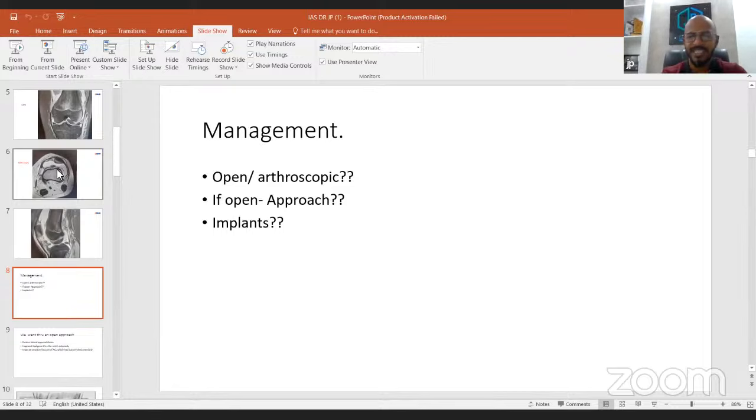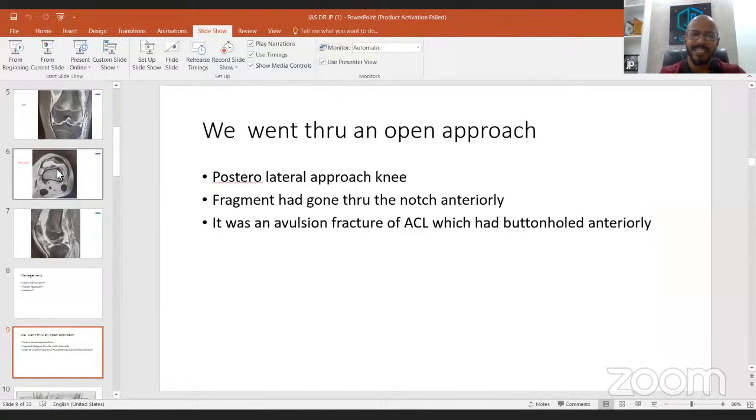Okay, so actually, I also went for an open approach. I went with a posterolateral approach to the knee. What has happened is, to my utter despair, the fragment has gone through the notch anteriorly. Actually, it was an avulsion fracture of the ACL, which had buttonholed anteriorly. When I searched the literature later on, I found a few case reports in which you get a dislocated patella, and with the dislocation, the patient falls and the ACL gets avulsed from the posterolateral aspect of the femoral condyle, and this ACL with the attached fragment gets buttonholed anteriorly.